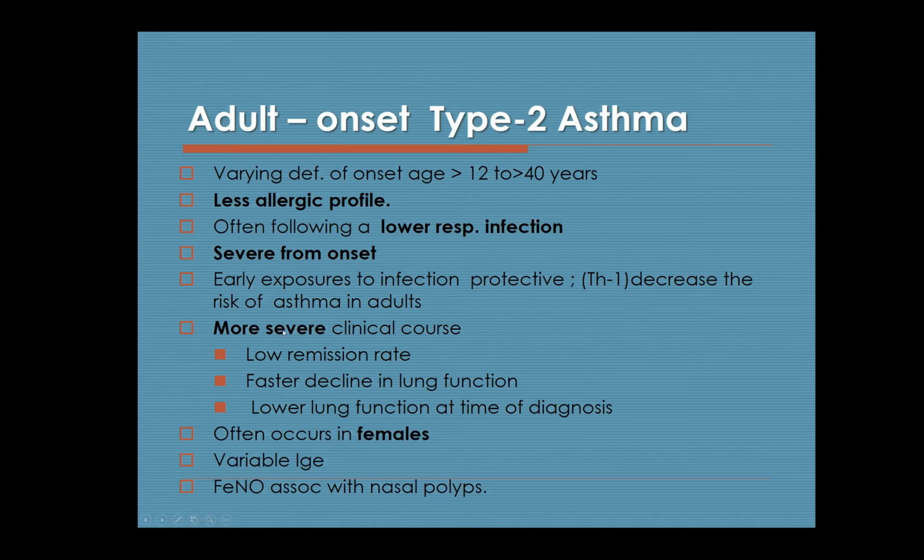So these patients have a more severe clinical course, a lower remission rate, faster decline in lung function, and lower lung function at the time of diagnosis. Frequently in females, the IgE is variable. The FeNO, if it's elevated, may be associated with nasal polyps. And these patients you're definitely going to be seeing in your clinic. And we used to not understand who they were. Why was this adult getting asthma? We would frequently say that. And now we know that that's a whole particular phenotype in the world of asthma.